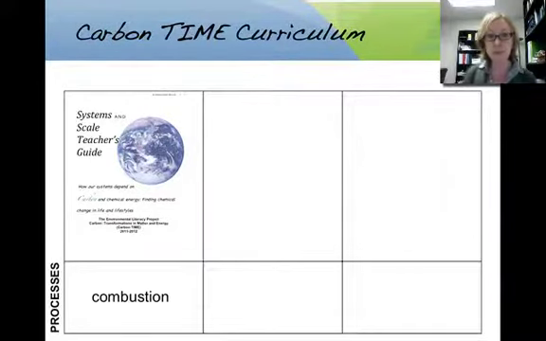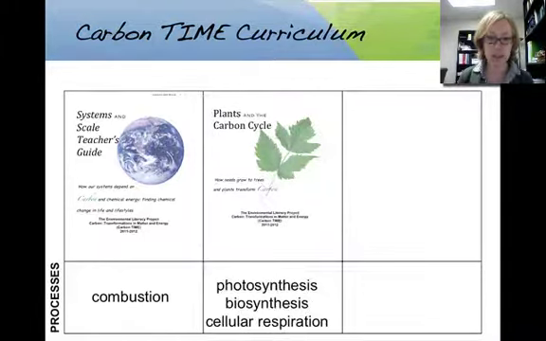So just as a brief review, there are 6 Carbon Time units that are targeted to middle school and high school grades, specifically grade 6 to grade 12. Systems and Scale is an introduction to carbon transforming processes and focuses on the process of combustion as well as powers of 10 and atoms and molecules and what those are. So there's a little bit of introductory chemistry, sort of. And then Plants focuses on the process of photosynthesis, biosynthesis, and cellular respiration.